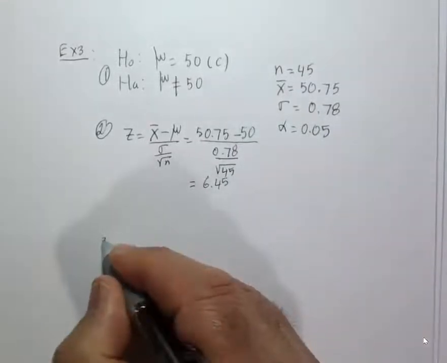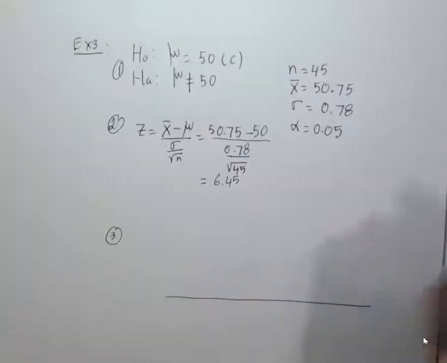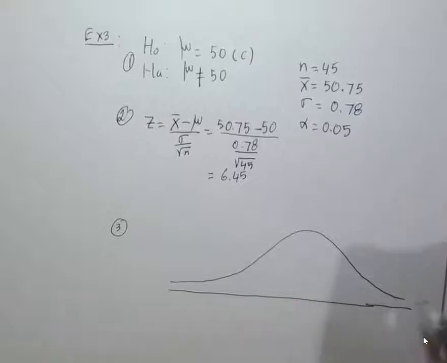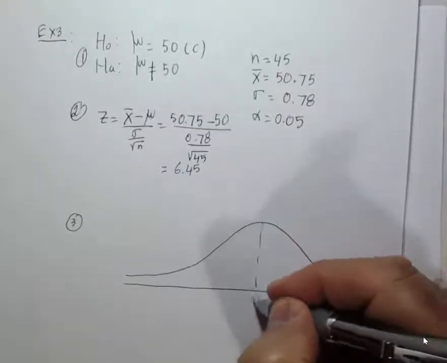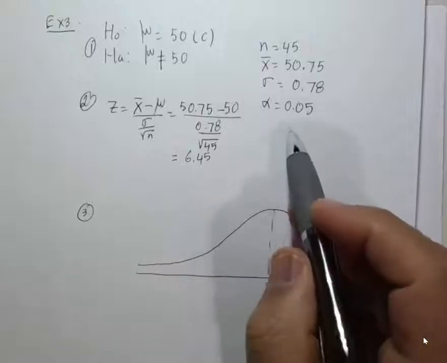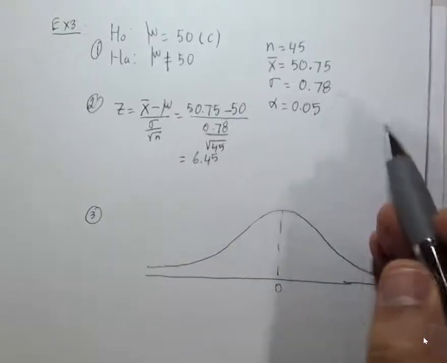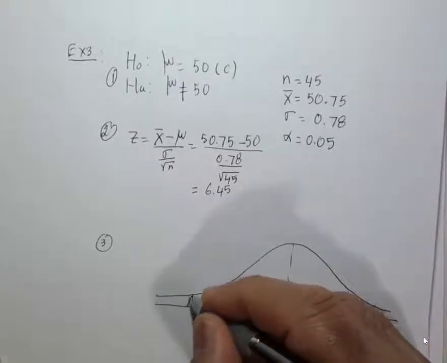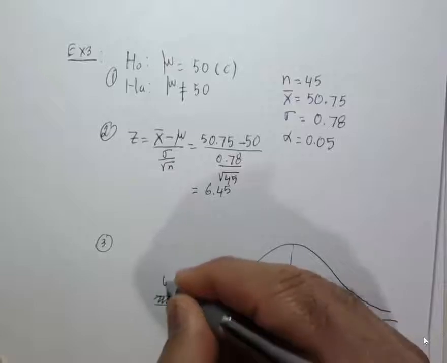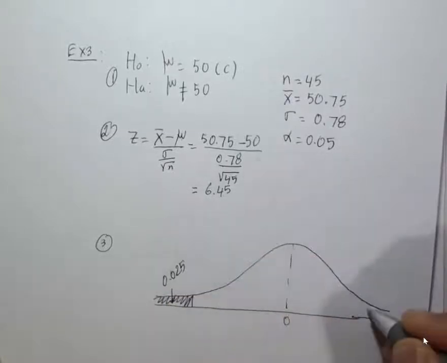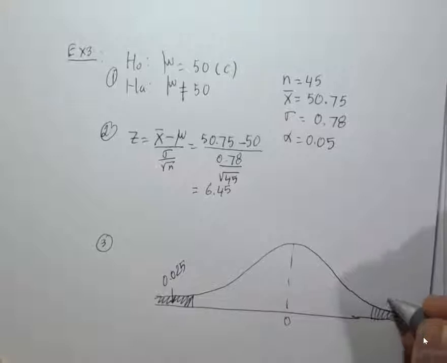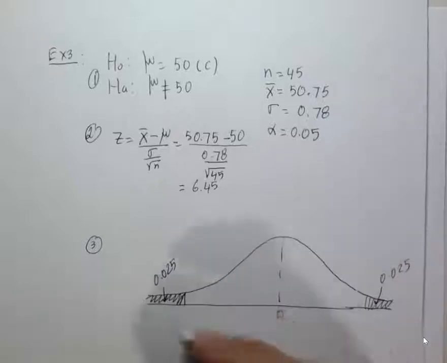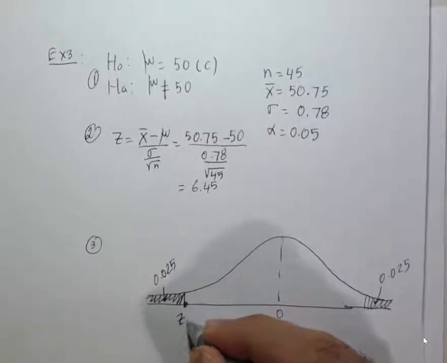Okay, step number 3, using critical values. You draw the curve. You put a 0 here in the center. And now alpha. Alpha is 0.05, but it's a two-tailed test, so we're going to split that 0.05 on both sides. So what would that be? That would be 0.025, and this one will be 0.025. It's enough, guys, to find one critical value. The other one will be opposite in sign. I'm going to find this one, which is the easy one.